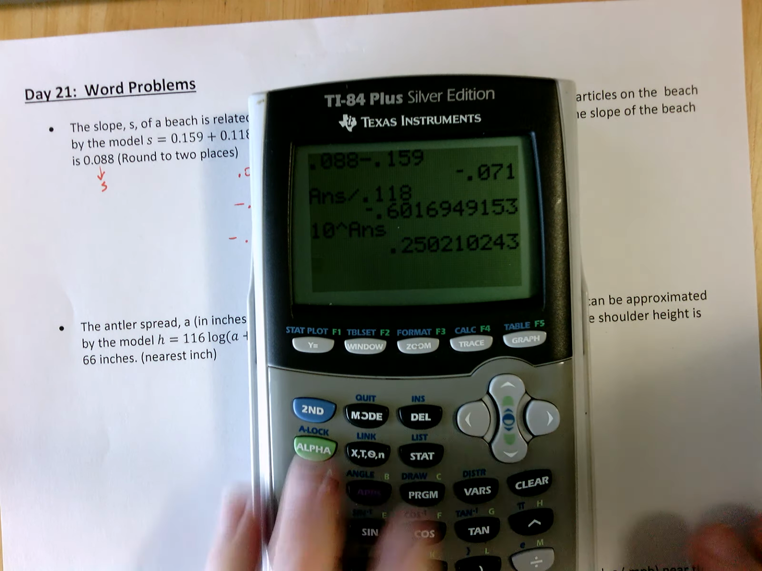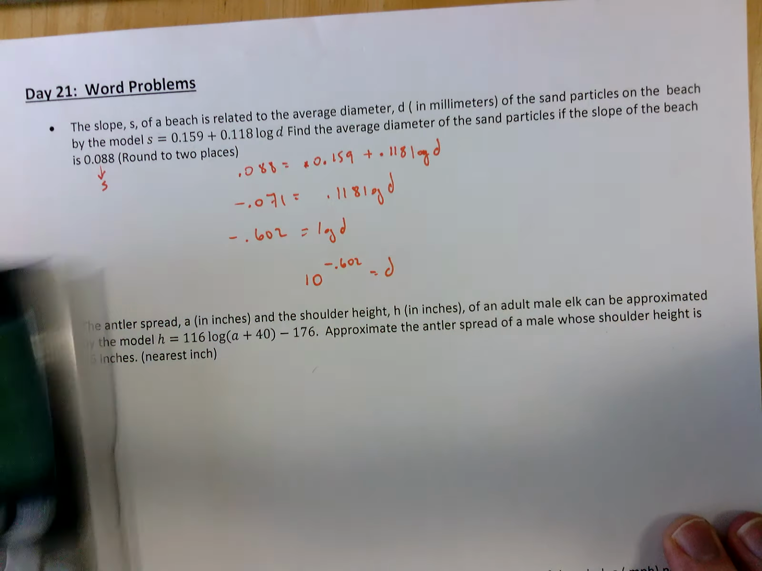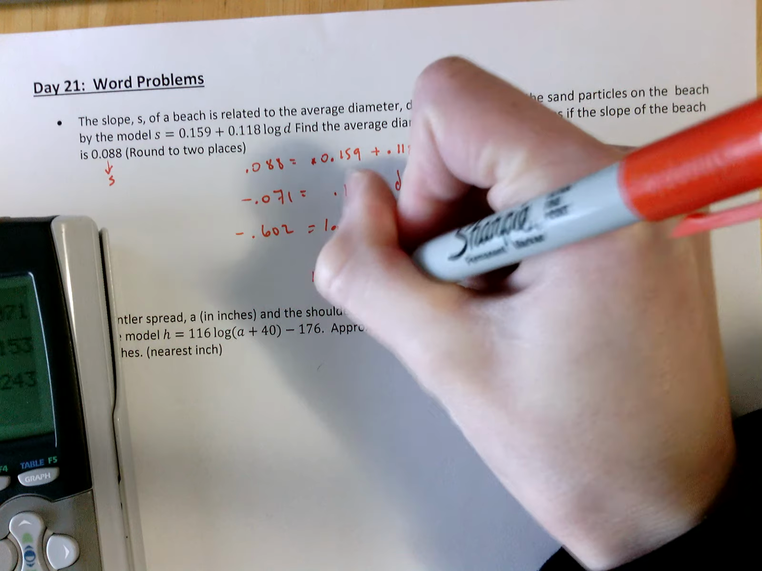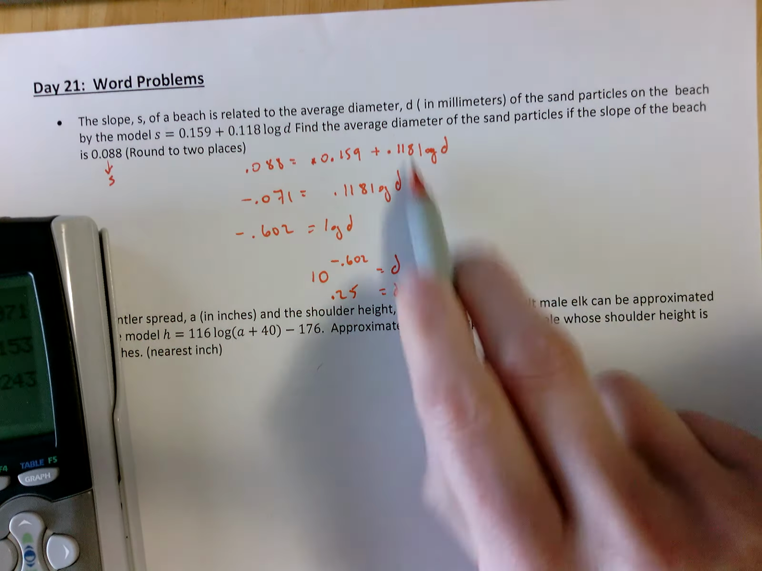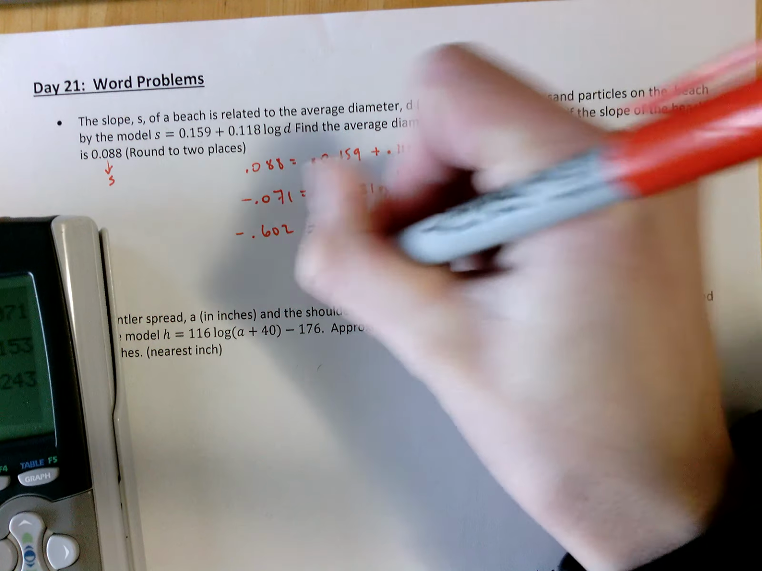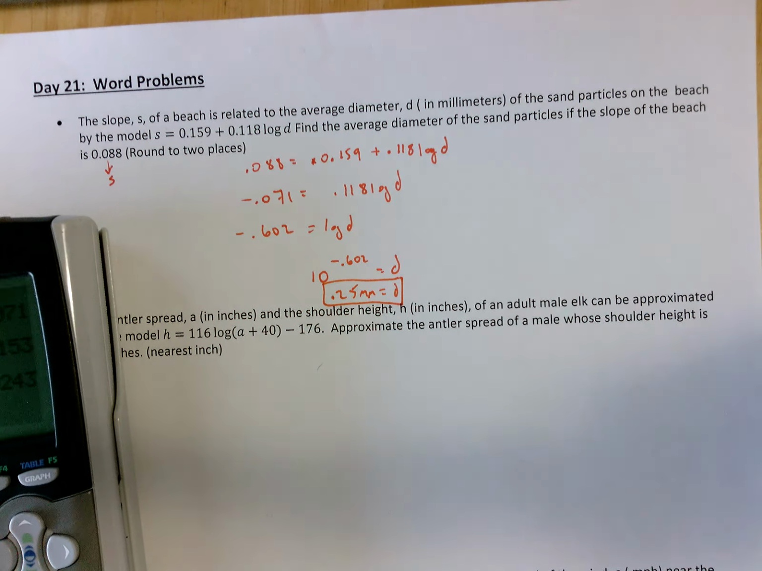And it works out to about 0.25. It says round to 2 decimal places. So yep, it's going to be 0.25. And we wanted the average diameter in millimeters. So 0.25 millimeters. And there we go. That is our answer to that problem. So like I said, as long as they give you the equation, they are usually not bad to do.